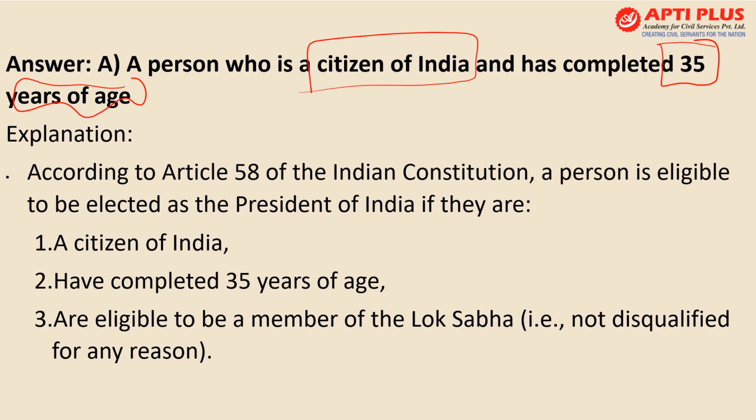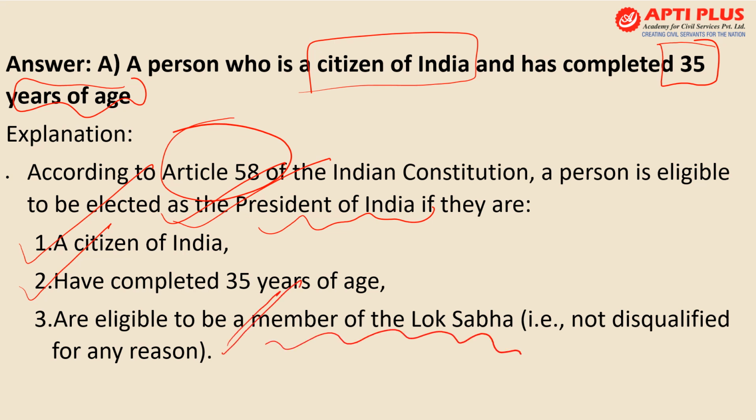These are the requirements for a person to be elected as president in India, and this requirement is mentioned in Article 58. So what are the three requirements? That the person should be a citizen, and he or she must have completed 35 years of age, and he or she must be eligible to become a member of Lok Sabha. Along with that, it is also written that the person should not be disqualified from being a member of Lok Sabha for any reason. So there are three conditions mentioned in your constitution.